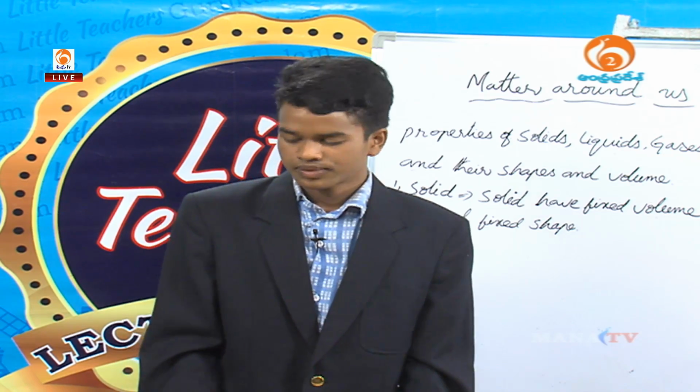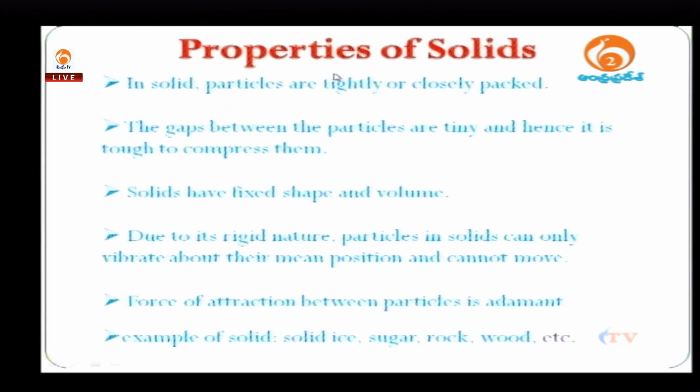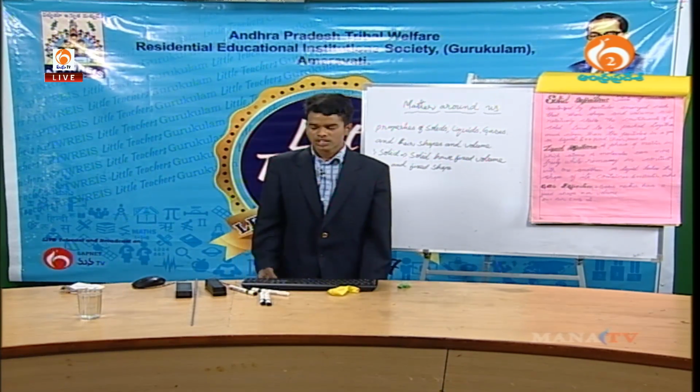Now see here, properties of solids. In solids, particles are tightly or closely packed. The gaps between the particles are tiny and hence it is tough to compress them. Solids have fixed volume and fixed shape. Due to rigid nature, particles in solids can only vibrate about their mean position and cannot move. Force of attraction between particles is adamant. Adamant means strong. Examples of solids: ice, sugar, rocks, wood. These are all examples of solids.